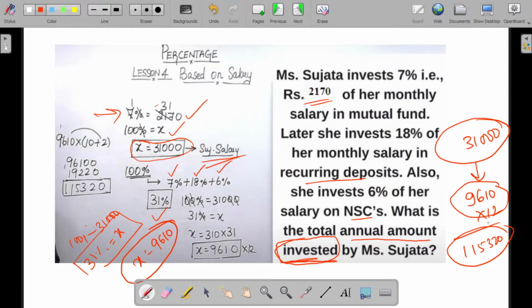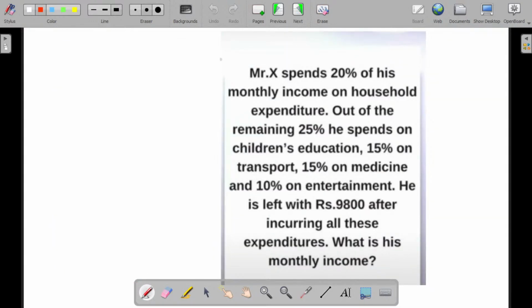Okay, investment they are asking. Investment they are asking. Okay, what is the total amount? Yes, Vinith. Okay, 1,15,320. Great. Next, please do it.